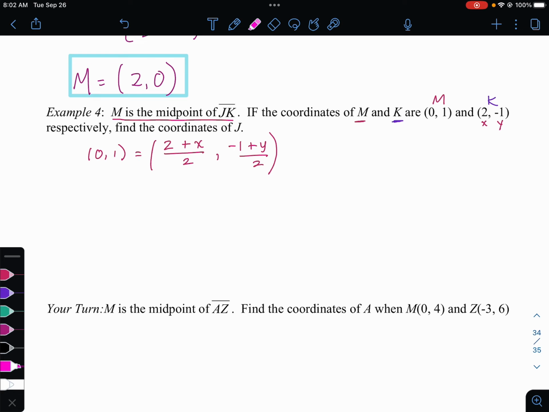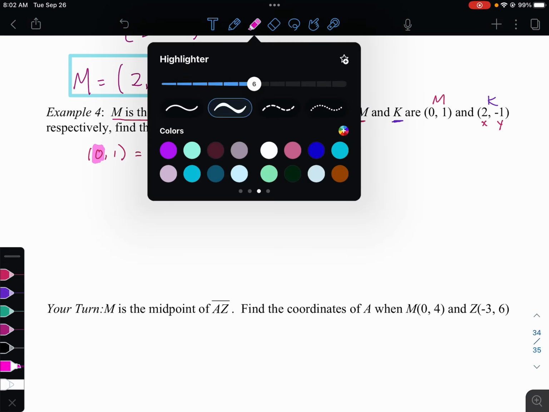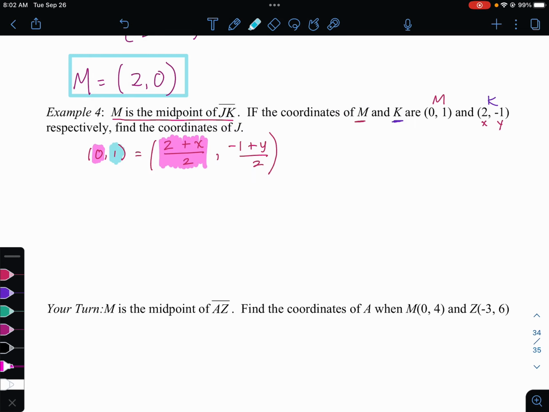All right, so at this point, people sort of forget what to do. But I have an x value here, and we're going to set that equal to this x value. Then I'm going to take my y value and set that equal to the y value, and then we can solve our equations. So I'm going to get 0 equals (2 plus x) divided by 2, and then 1 equals (negative 1 plus y) divided by 2.